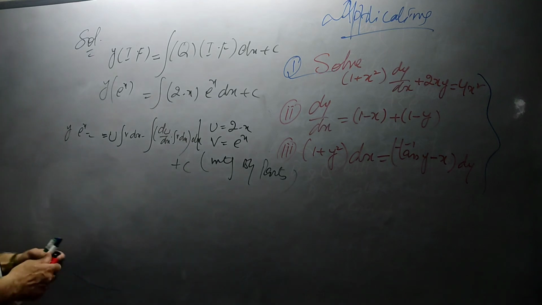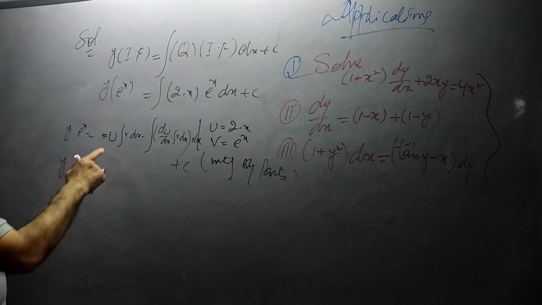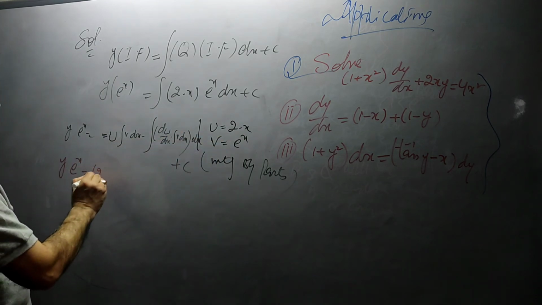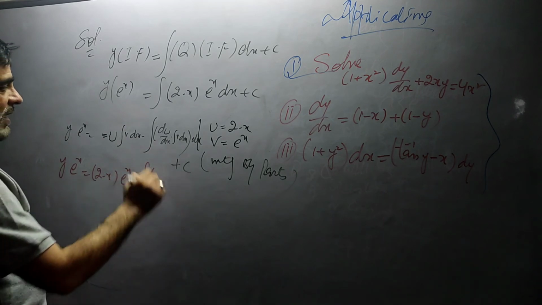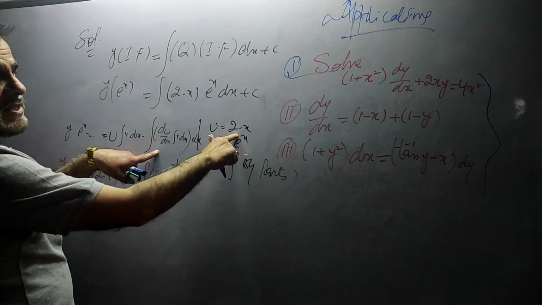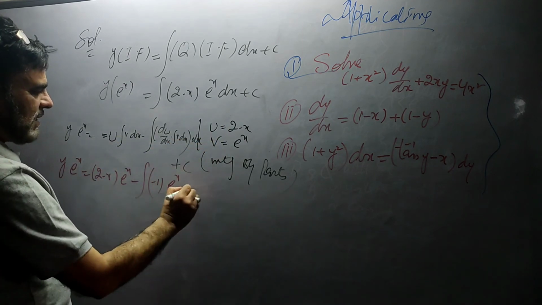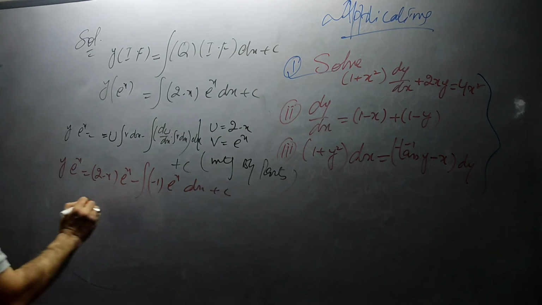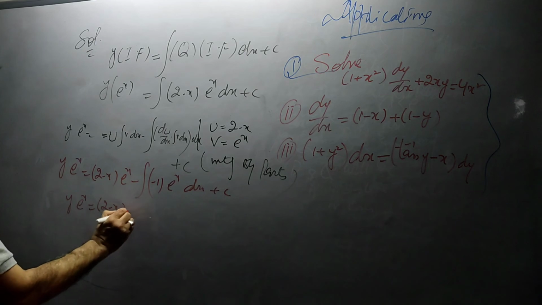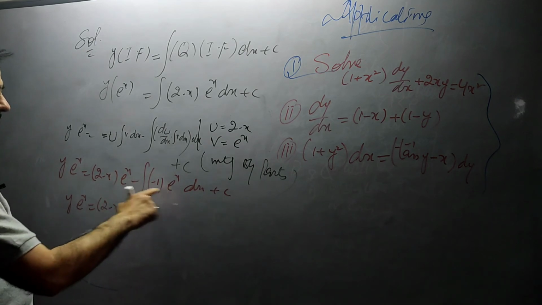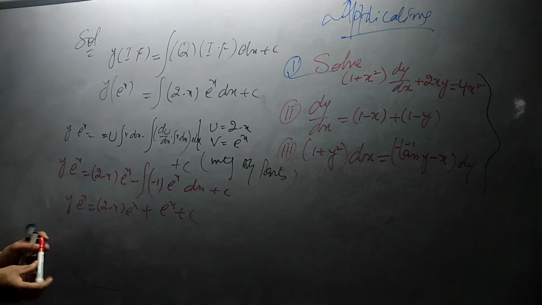Well, y e raised to the power x is equal to, what is your u now? It is 2 minus x. The integral of e raised to the power x is e raised to the power x, minus the integral of the derivative of u, which is minus 1, times e raised to the power x dx, plus c. You see what you get? y e raised to the power x is equal to 2 minus x times e raised to the power x plus the integral of e raised to the power x, plus c. You can say this is the solution in complete form.